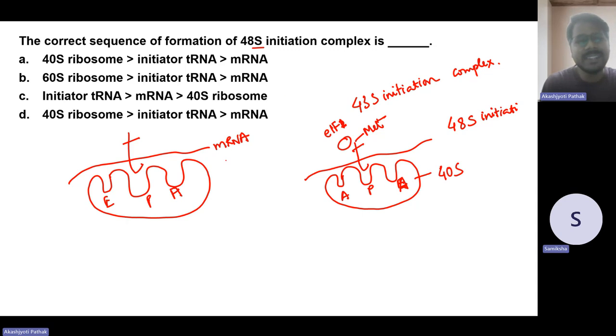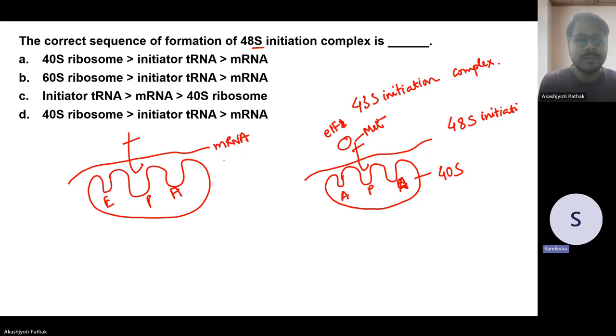Actually, there are not many concepts you have to understand here. There are a lot of things you have to remember. There are more points and names of different proteins you have to remember here than concepts you have to understand.